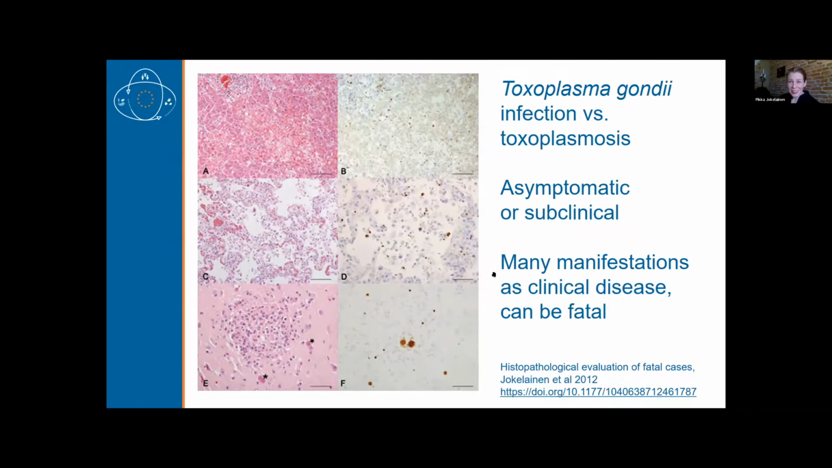This figure here is not the eyes, because we will see a lot of pictures from the eye later. This is other tissues, liver, lung, and central nervous system from domestic cats. So even cats that are the definitive host can even die from toxoplasmosis.